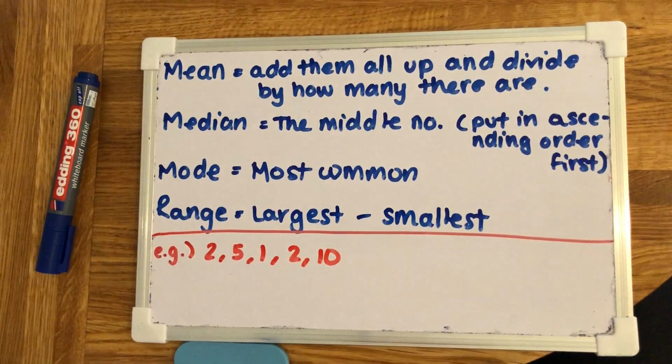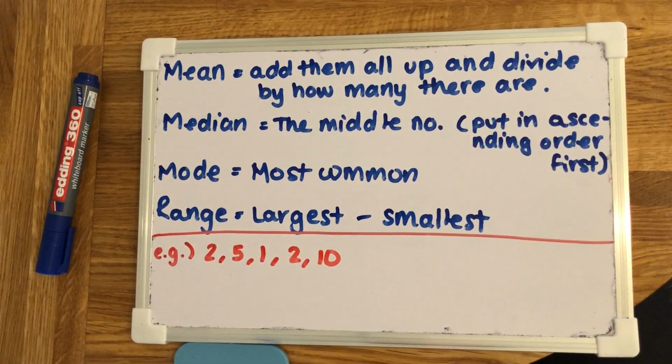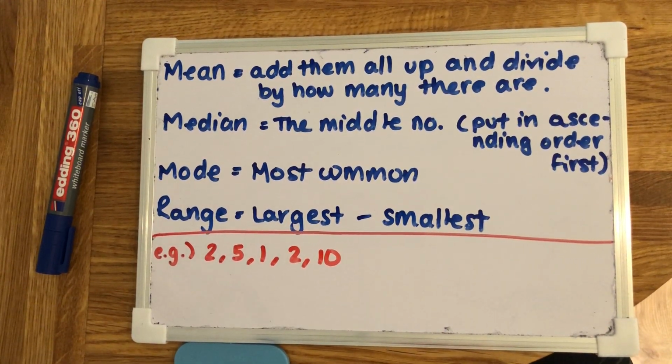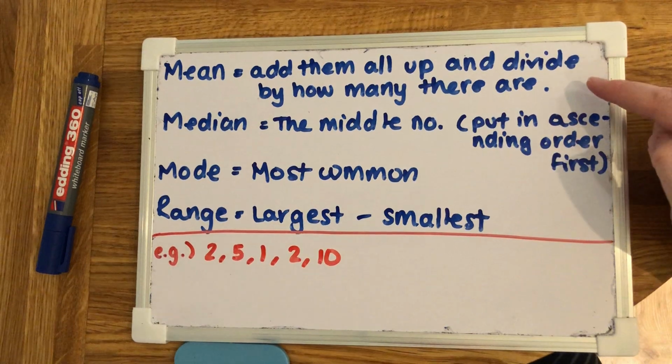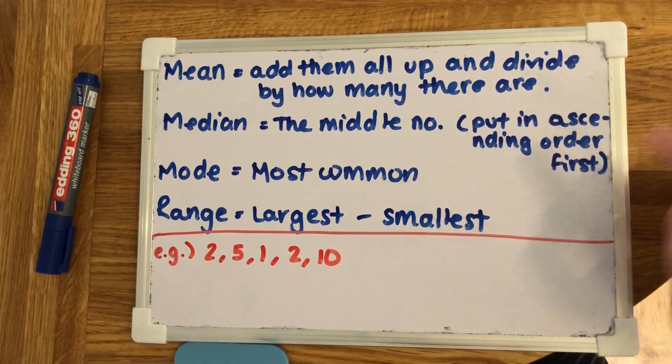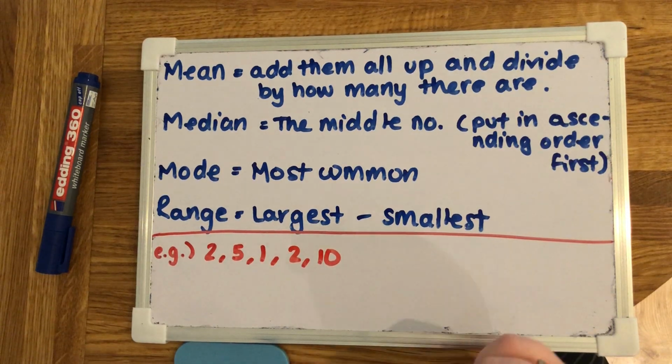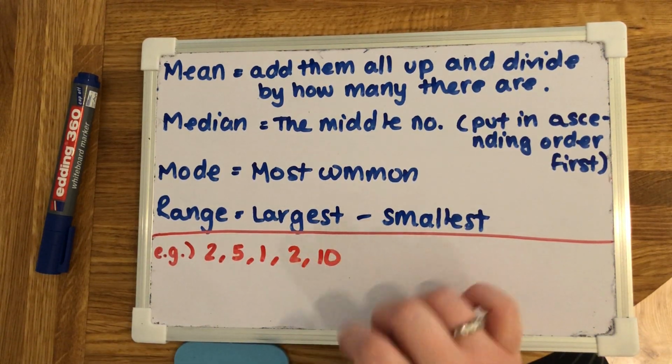Okay, so the next thing we're doing is finding averages from a set of numbers. So we've got the mean, which is when you add all the numbers that you've got and you divide by how many there are. So for example, for this one, what we're going to do is we're going to add those up and then divide by 5 because there are 5 different numbers.